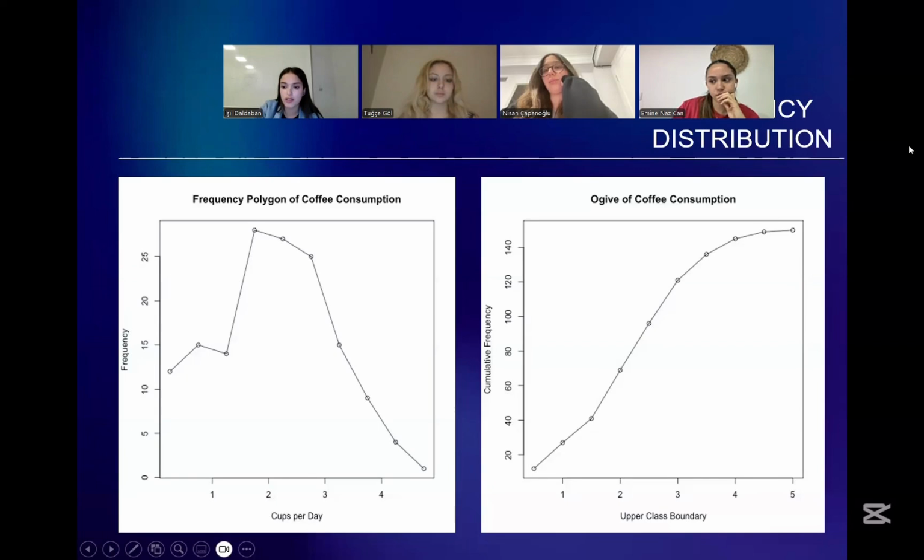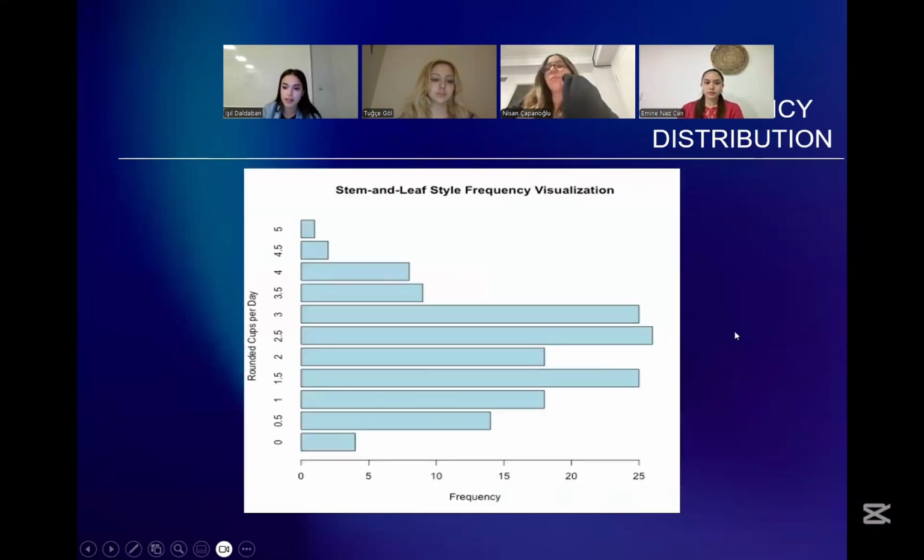On the left side, you can see the frequency polygon. This shows the number of people drinking different amounts of coffee per day. And on the right side, we have the ogive, which shows the cumulative frequency. Stem and leaf style bar chart. It provides another way to display frequency. Again, we observe that the highest frequencies are in the 1 to 3 cups per day range.